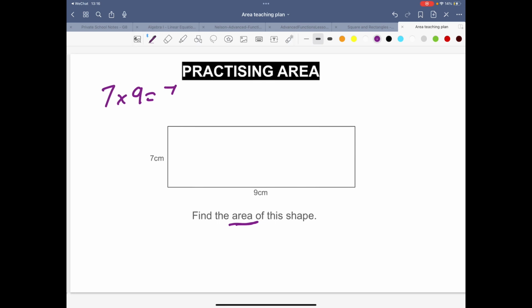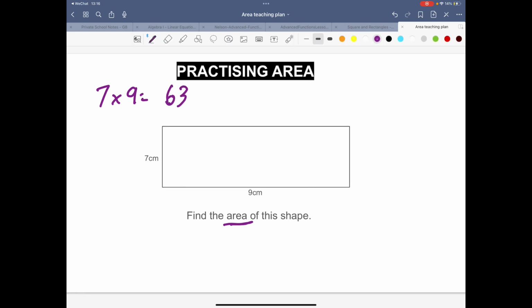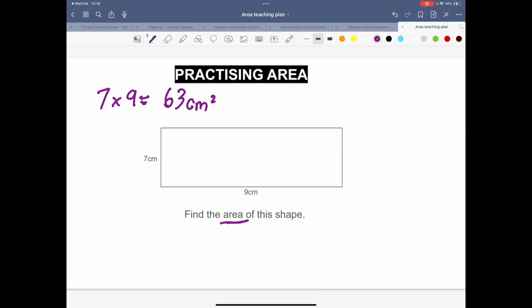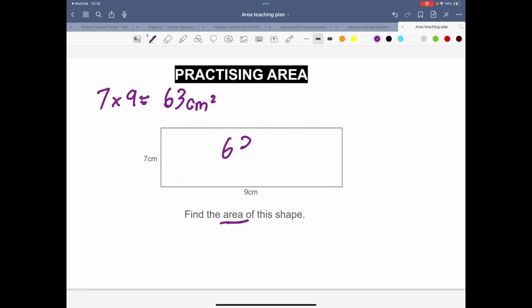So we're going to write 63. And don't forget the unit, which is centimeters and a little 2 for squared. So the whole area of this rectangle is 63 centimeters squared. So now you know how to calculate area more. Now we're going to move on to another question, which is way harder than this.